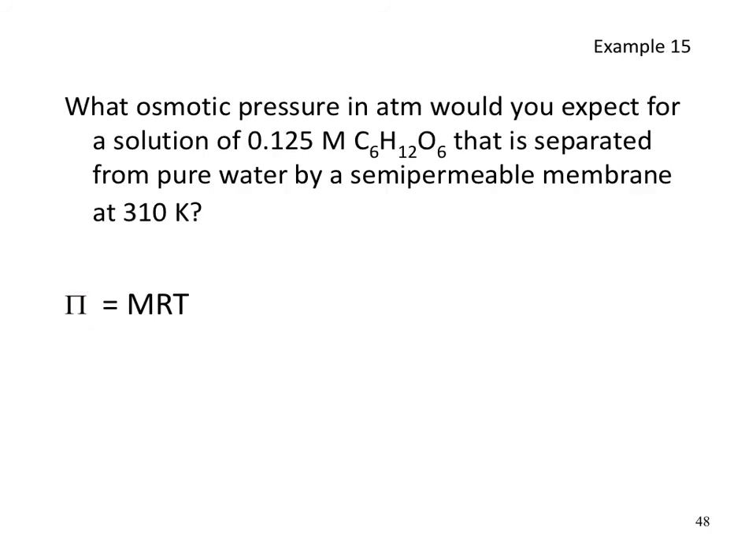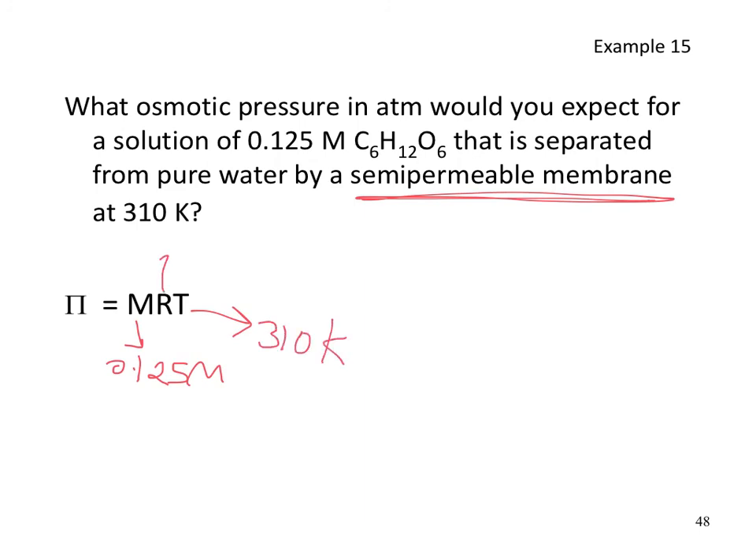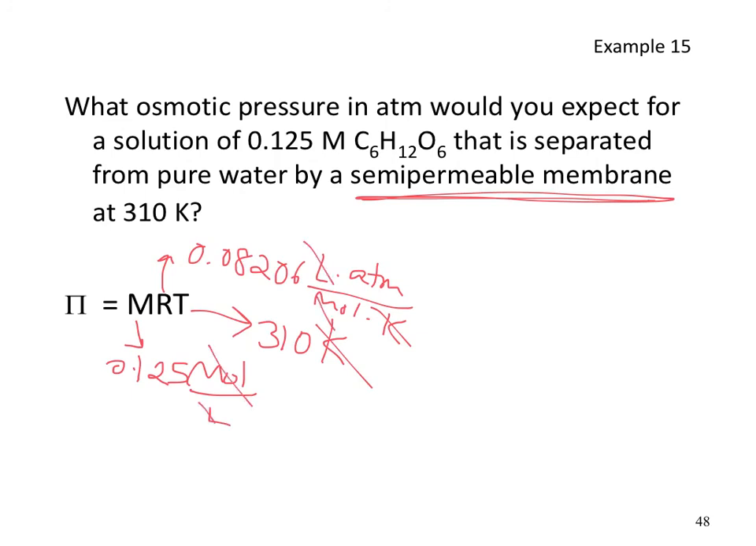The question is, what osmotic pressure in atmospheres would you expect for a solution of 0.125 molar that is separated from pure water by a semi-permeable membrane? The moment you see semi-permeable membrane, think osmosis. Temperature is 310 Kelvin. R is the gas constant, 0.08206 liter times atmosphere per mole per Kelvin. So the Kelvin and Kelvin will cancel. Molarity is moles per liter, so the moles and liters will cancel. Your final answer will come out in atmospheres.